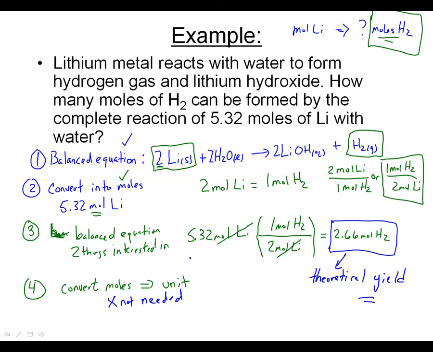Although we did not need to do step number 4 in this problem, we could do step number 4 if we were looking for grams, by using the molar mass from the periodic table. So all these stoichiometry problems, especially these basic stoichiometry problems, are all essentially the same 4 steps along the way. So let's continue on and take a look at another example here.